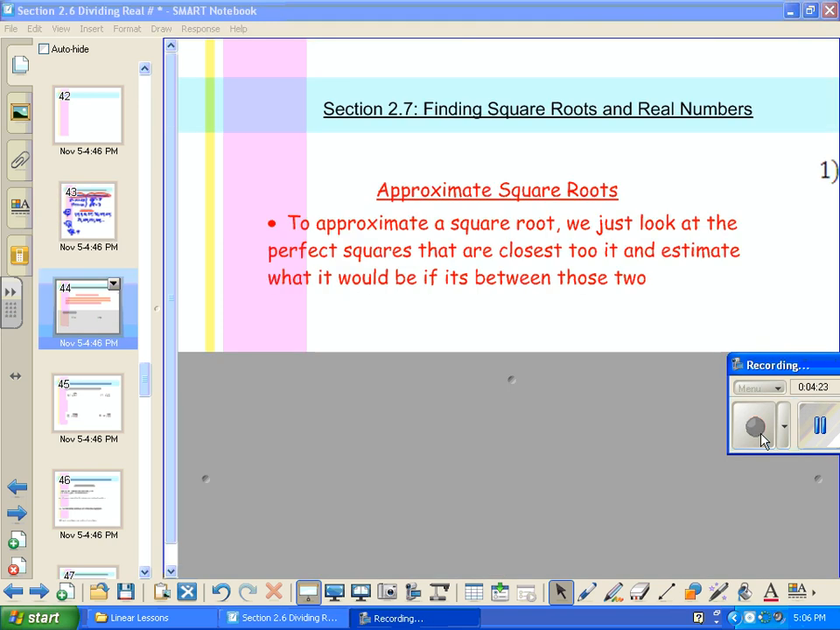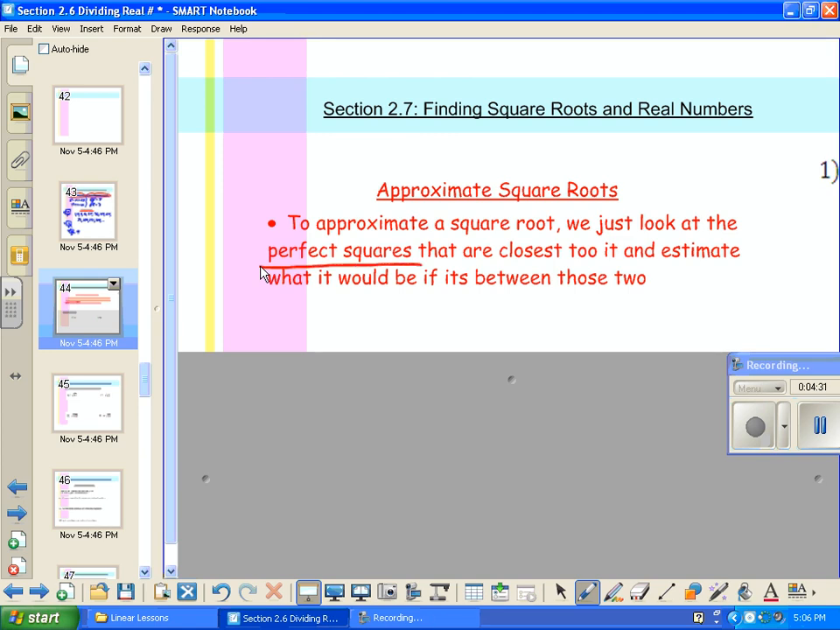On this next page here, it says approximating square roots. To approximate a square root, we're just going to look at the perfect squares. That's what we were just talking about, that list I had you write down. If you haven't done so, you definitely should write down those numbers and have them in your notes, so you have some examples of what perfect squares are. We're going to look at the perfect squares that are closest to that number and estimate what it would be if it has to be between the perfect squares that are around it.